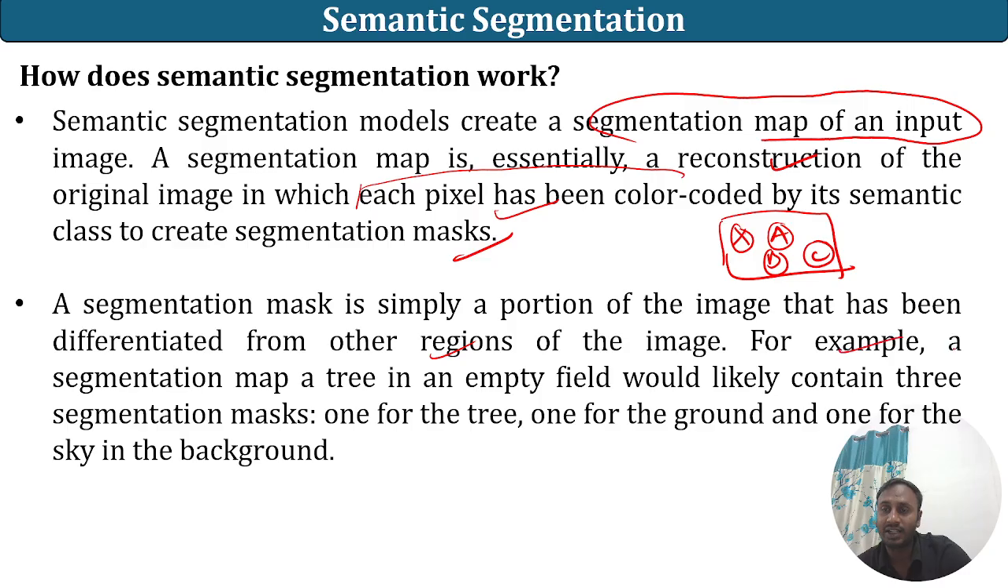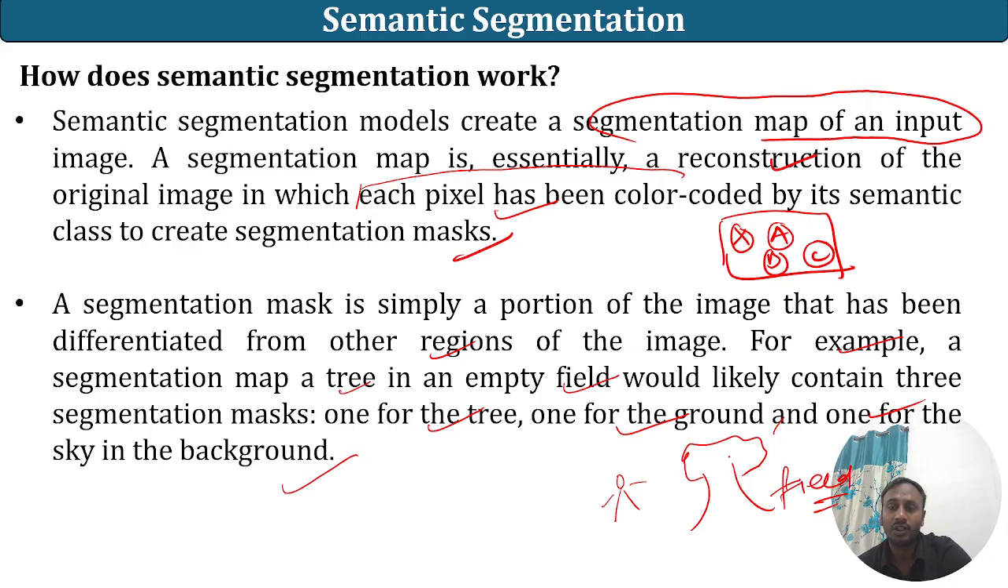Let's say, for example, there is an image containing likely three segmentation masks: one for the tree, one for the ground, and one for the sky in the background. Let's say I have three here. Here we have the field, and I'm just standing here, and this is the sky.